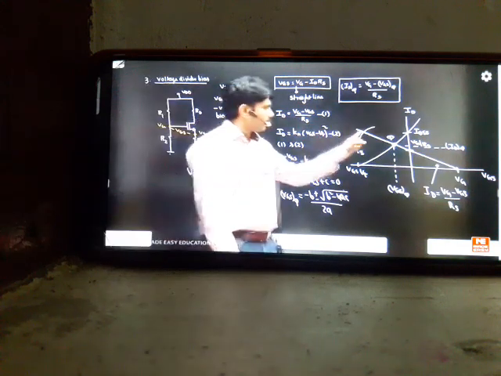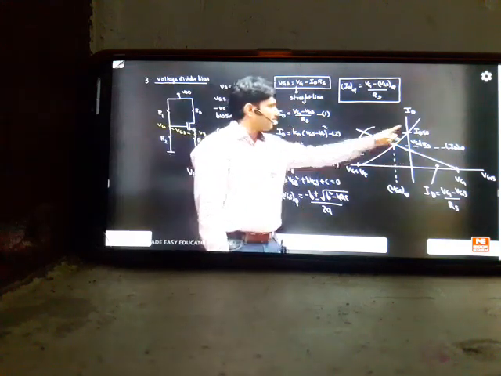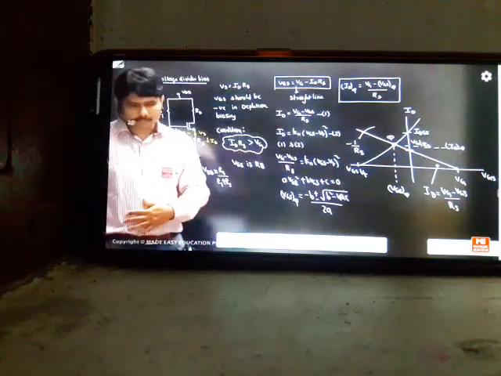Okay? This is called the circuit line here. This is a load line that comes from the circuit. This is an experimental graph. Both are intersecting at that point.